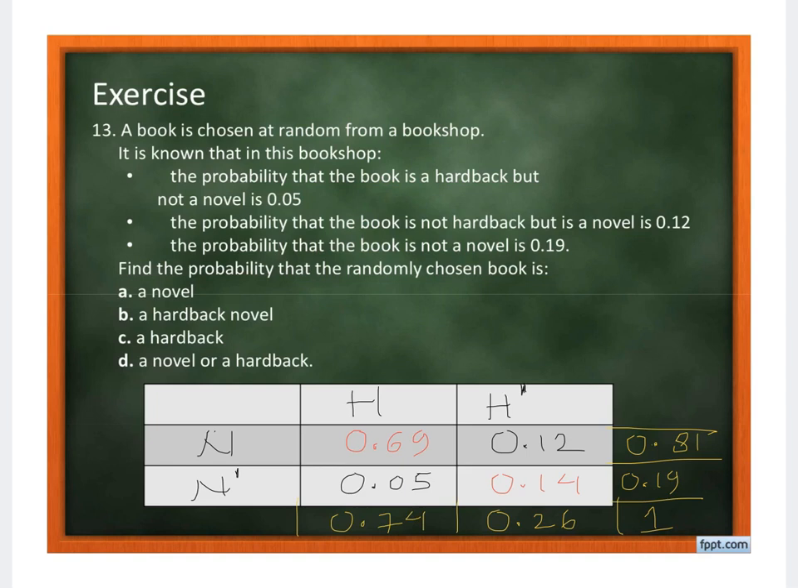Question A. Find the probability the randomly chosen book is a novel. So novel is 0.81.